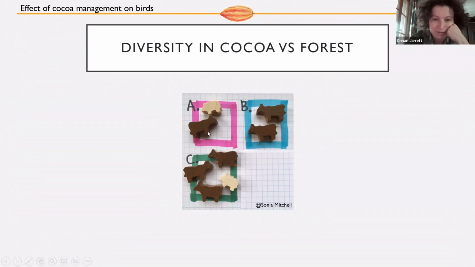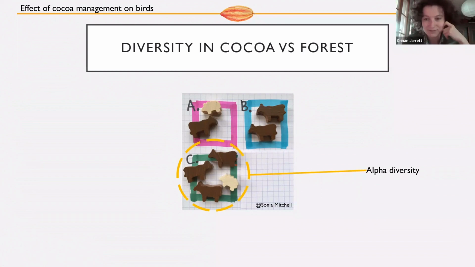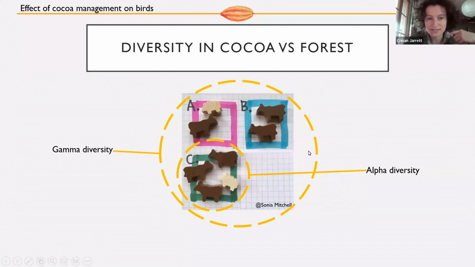Imagine these 3 plots. A, B, and C are 3 different cocoa farms, which contain a community of birds, which looks strangely like cows and sheep. Now, alpha diversity is the diversity of each individual plot. So in this plot, we would have 2 species. That would be the alpha diversity. Whereas gamma diversity is the diversity of the whole community considered together.